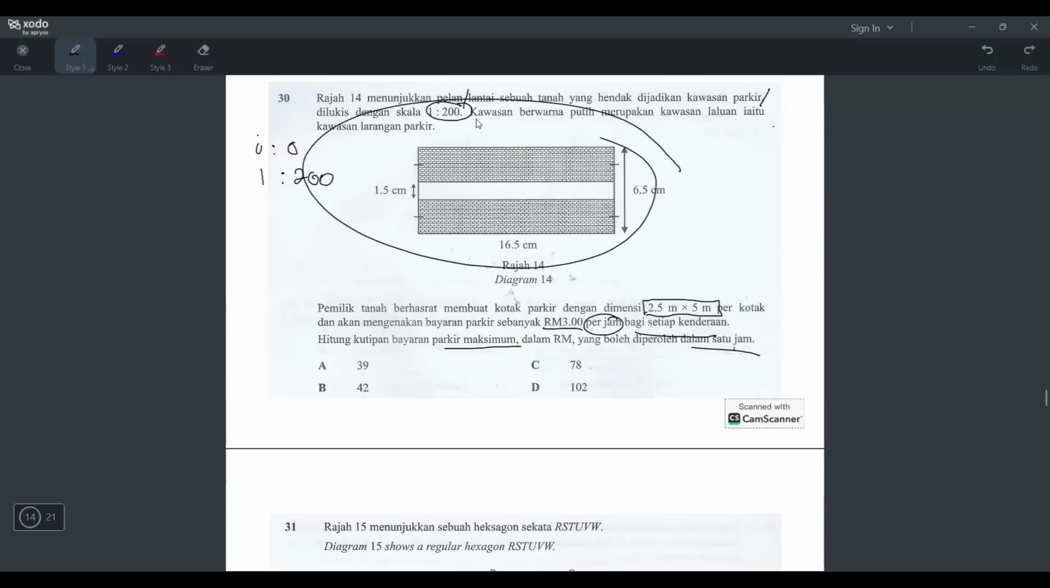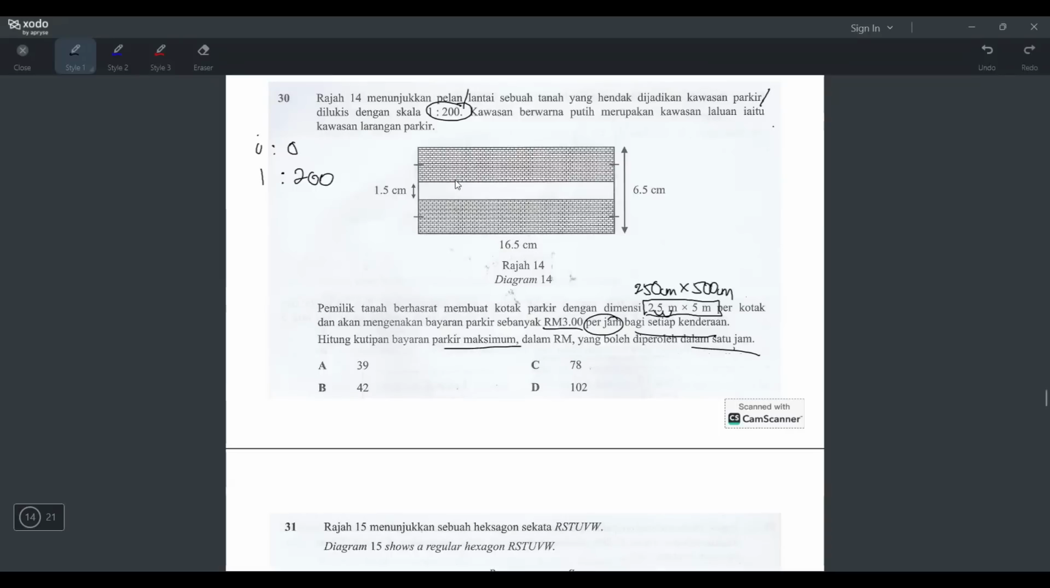But if you look at the diagram, everything is in cm. But in this one, it's in meter. So I think it's better if I convert everything to cm, right? Okay, so 2.5 meter is actually 250 cm. Meter to cm, times 100. So 250 cm times 500 cm, right? Just make sure everything is in cm so that we don't have any problem later, okay?